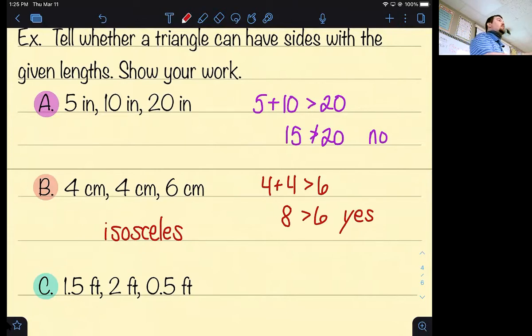Okay, it's not the triangle equality theorem, but the triangle inequality theorem. So remember, inequality means it can't be equal. They've got to be greater. So if you've seen someone doing that, they're either doing it wrong or maybe they're doing it for a different type of problem.